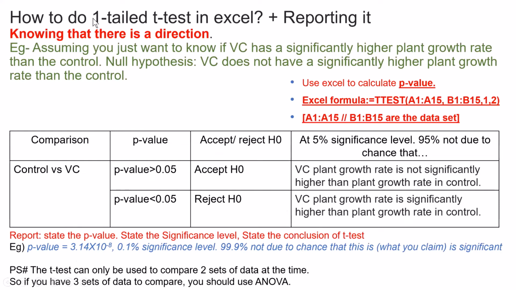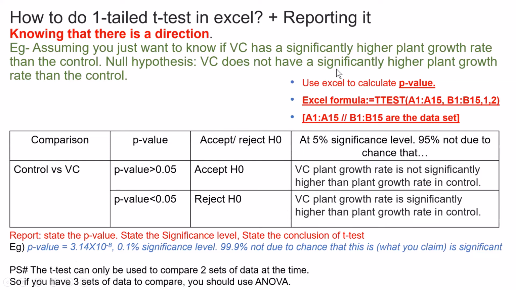So for example, if you decide to do the one-tailed t-test, knowing that there's a direction, assuming you just want to know if filament C has a significantly higher plant growth rate compared to the control, then first of all, you set up the null hypothesis. So for example, filament C does not have a significantly higher plant growth rate than the control.